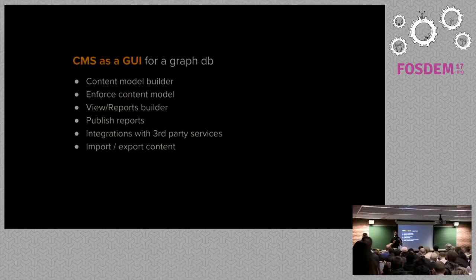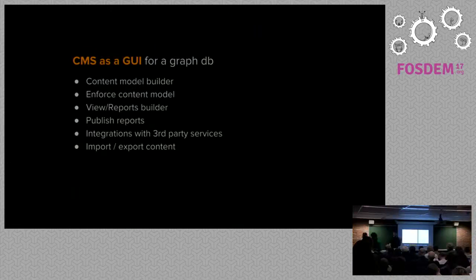Publishing. Do you want to prevent access for specific types of users and not for other people? Do you want to limit the access to some online resource where you have your reporting? There are integrations with other third-party services, like importing and exporting content. There's this whole space of functionality that's already available in the CMS space that could be plugged into the graph system.